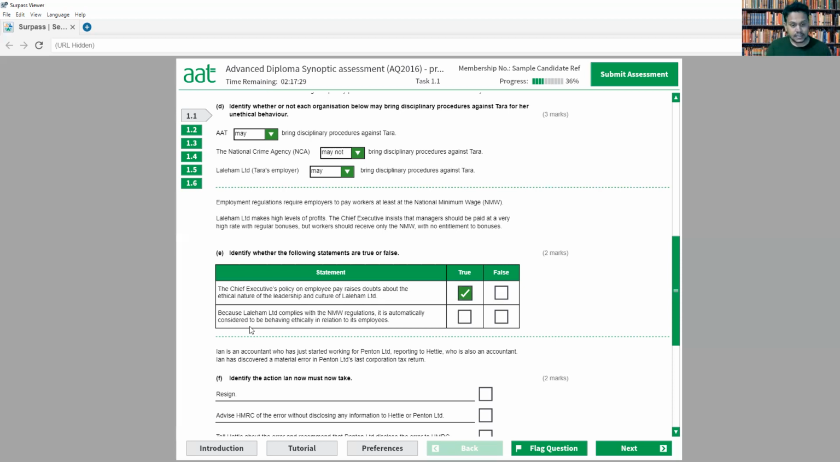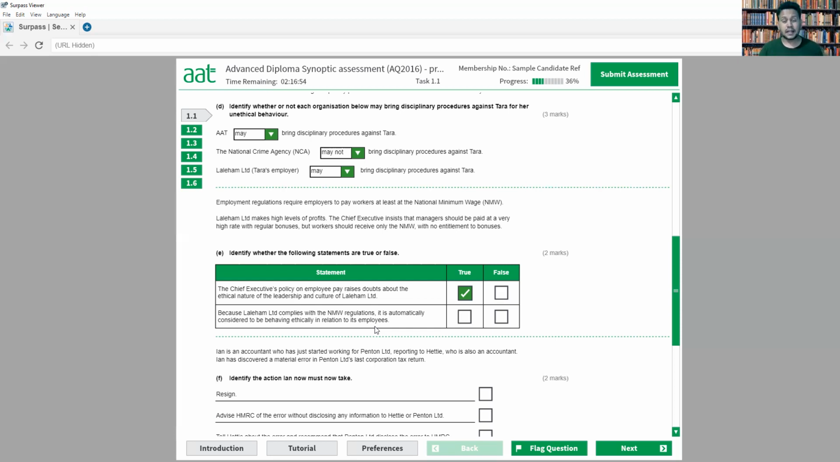Then the next one we have here. They said because Leham Limited complies with the national minimum regulation, it is automatically considered to be behaving ethically in relation to its employees. So they are saying, as the company paying the minimum wage, they comply with the regulation. And of course, they don't have to face any penalty from the regulatory side.